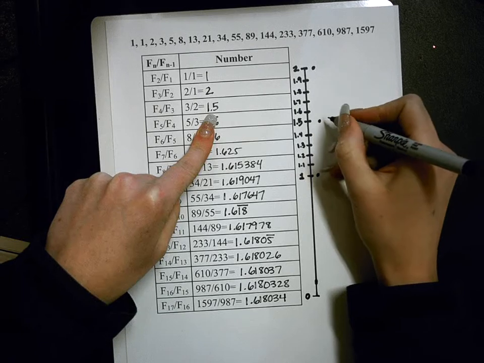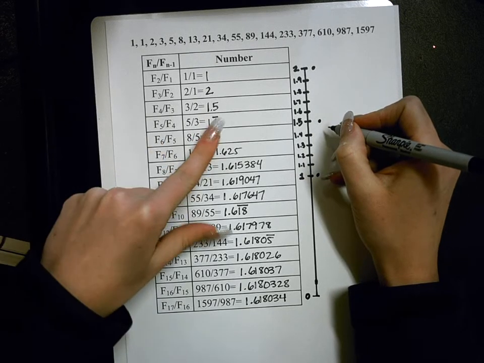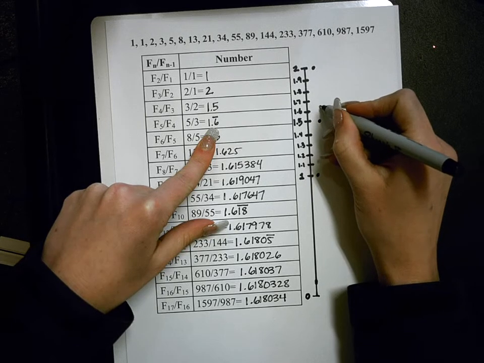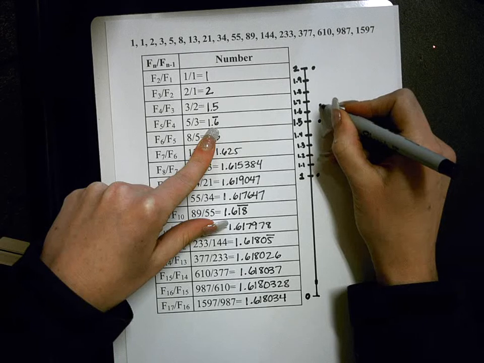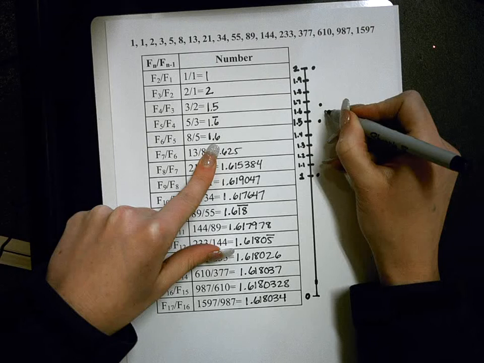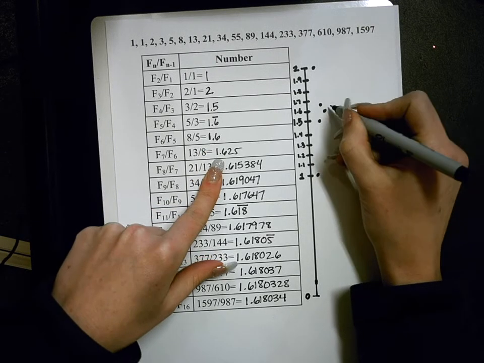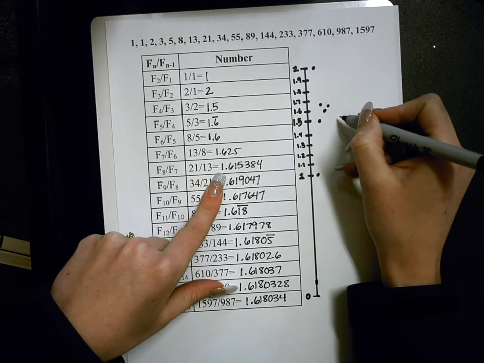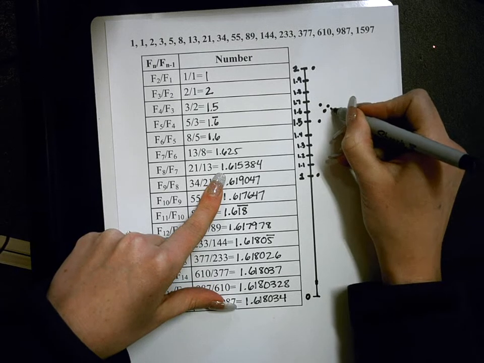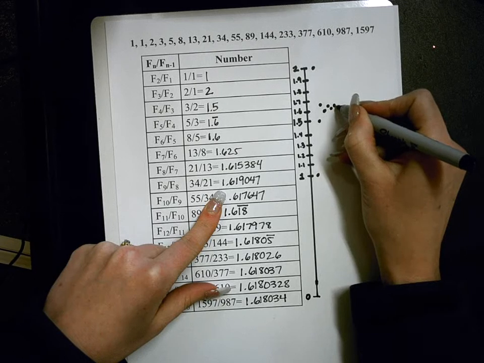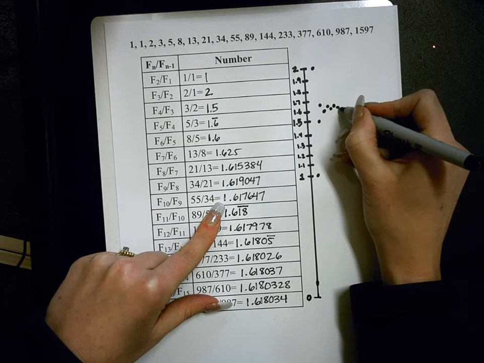Okay, in the middle. And then the next answer we got was 1.66666. So that's between 1.6 and 1.7, closer to 1.7, right about there. I'm just approximating. The next answer we got was just 1.6 even. And then we got 1.625, which is about halfway between those two. And then 1.61538, which would be right about there. And then 1.619, right about there. And then 1.617, right about there.